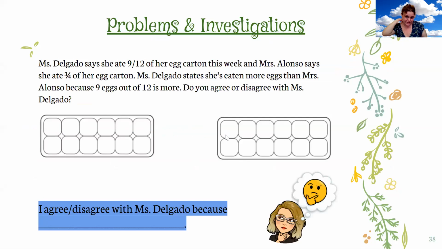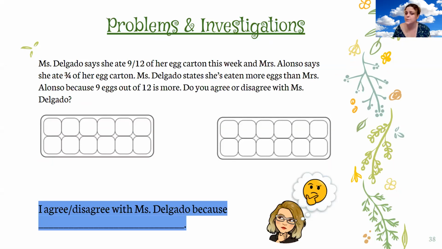Our problems and investigation for today, which goes back to finding fractions that are equivalent to one another. Ms. Delgado says she ate 9/12 of her egg carton this week, and Mrs. Alonso says she ate 3/4 of her egg carton. Ms. Delgado states that she's eaten more eggs than Mrs. Alonso because 9 eggs out of 12 is more. Do you agree or do you disagree with Ms. Delgado? There's a statement down below that I want you to write.